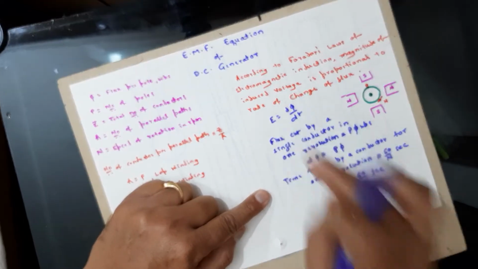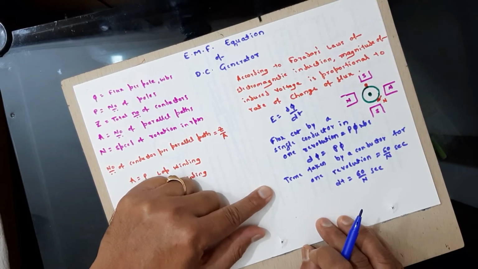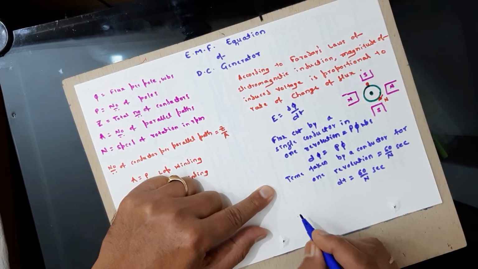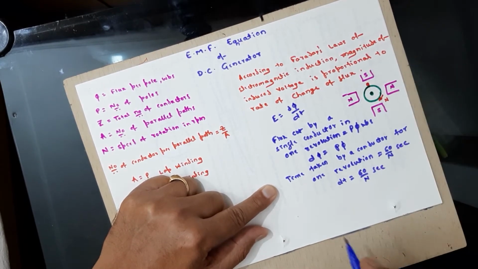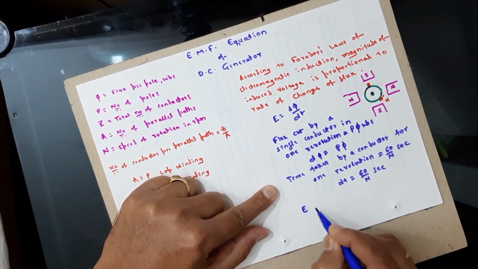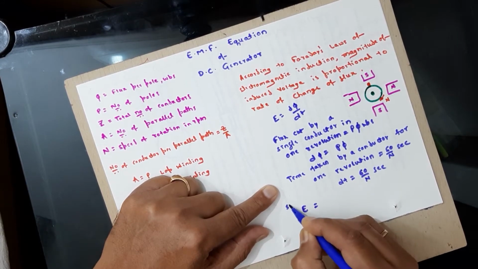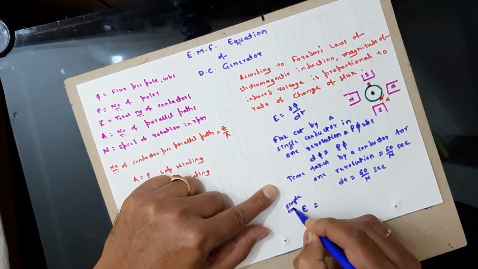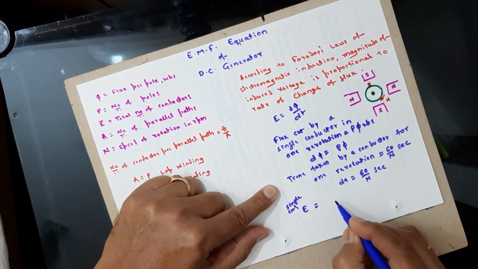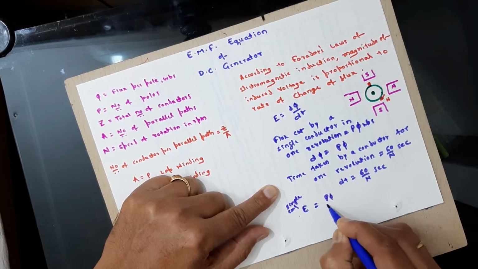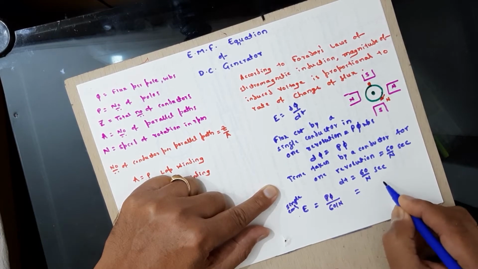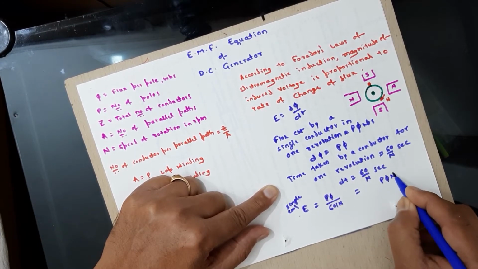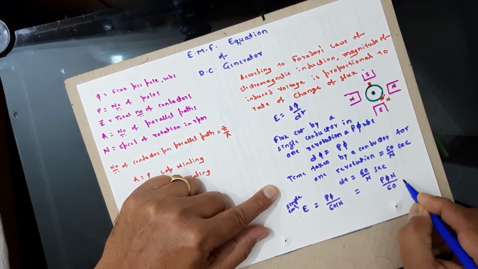Therefore, we know by Faraday's laws of electromagnetic induction, E is equal to d phi by dt. Just substituting there, the induced voltage in a single conductor, that is why I am considering a single conductor here, is: d phi is P into phi and dt is 60 by N. That is equal to P phi N by 60 volts.